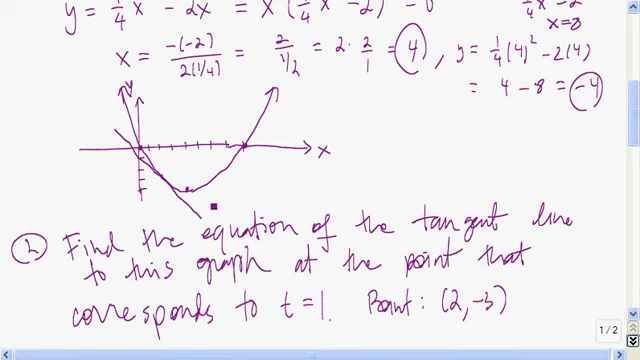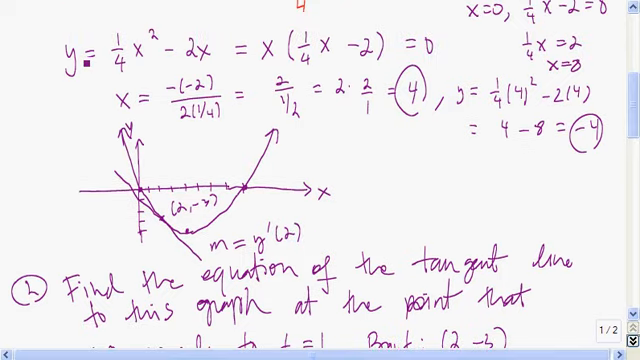So we need to know m, its slope, and the point, which we know is the point of tangency, 2, negative 3. To get m, we're going to use the fact that the derivative of this curve at any point gives you the slope of the tangent line at that point. So m is going to be equal to y prime of 2.